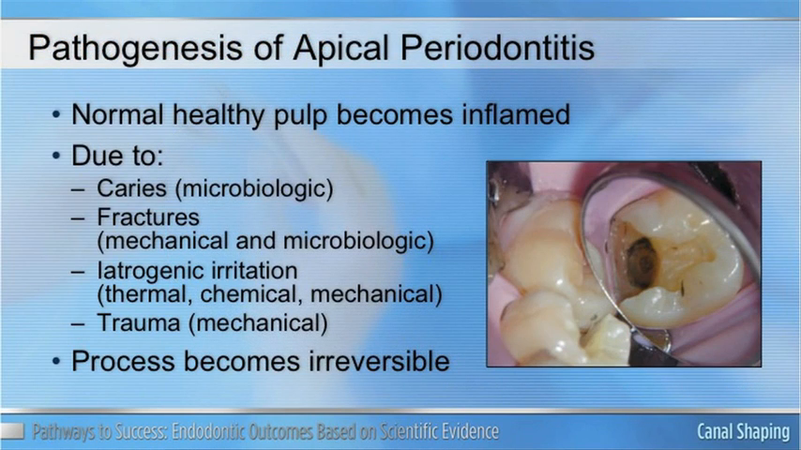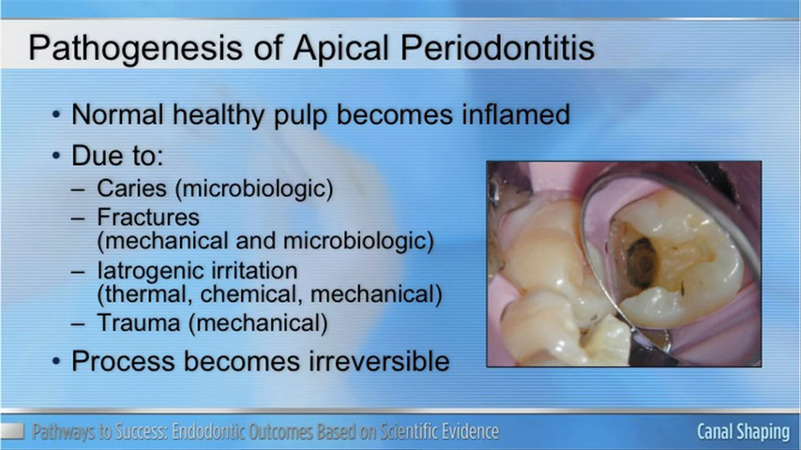The pathogenesis of apical periodontitis. Here we go. Normal healthy pulp becomes inflamed. Okay, well, why does it become inflamed? Here's a few examples. One, caries. We all know bugs can cause inflammation. We all know that this can actually cause the pulp to become inflamed, and I'm going to build on that a little bit in a second.